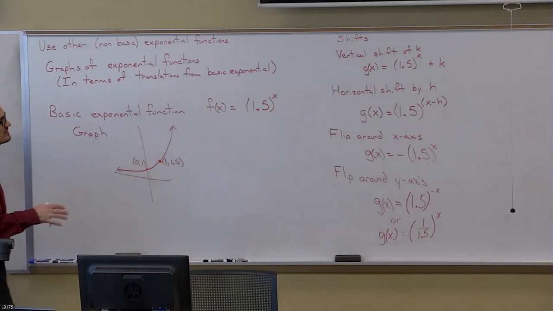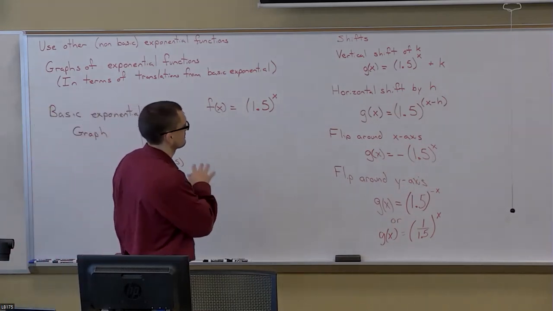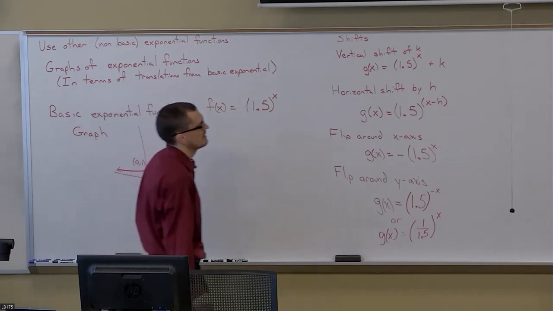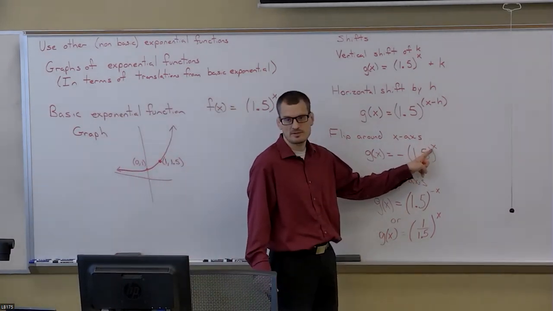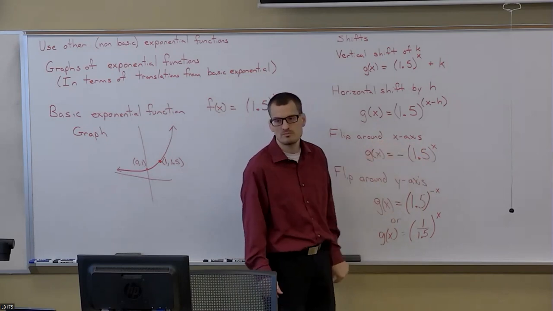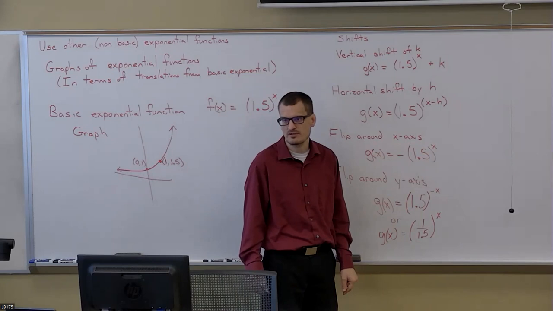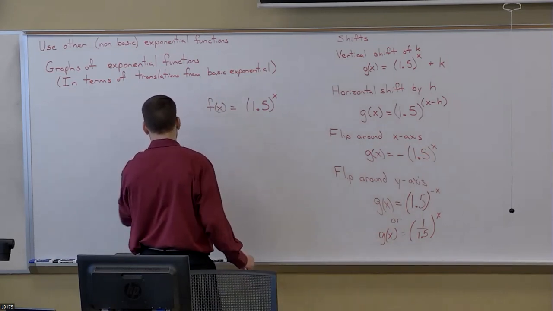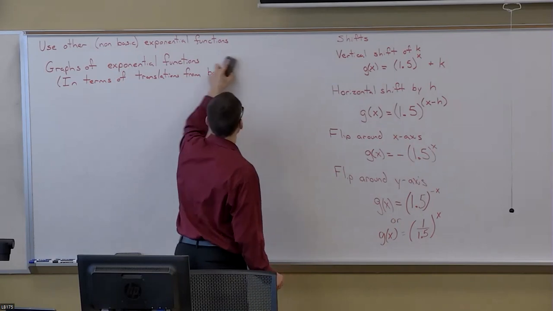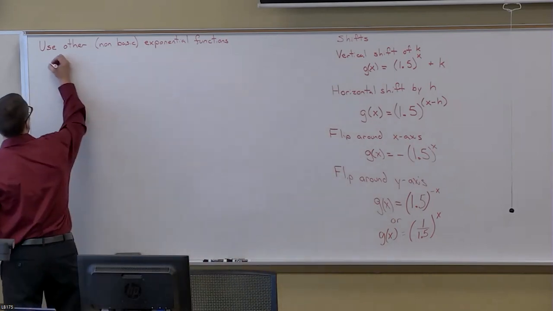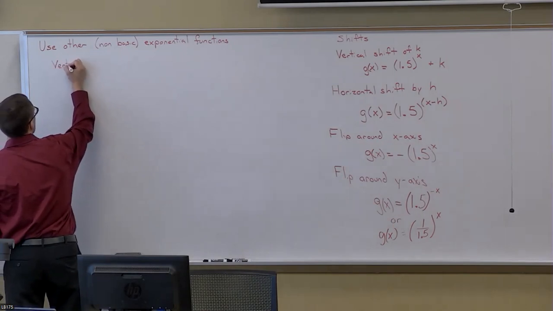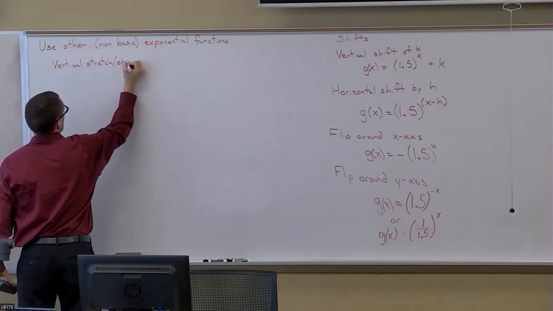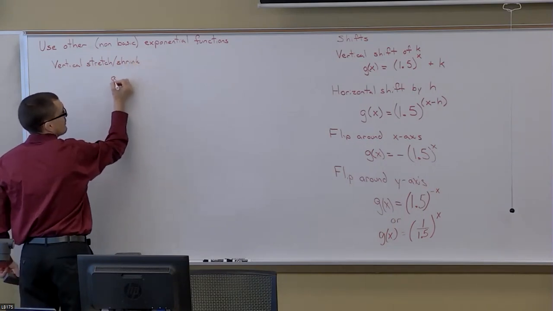So my shifts of this basic function are just that. Oh, and we didn't do vertically stretch and horizontally stretch. Horizontally stretch, we're going to multiply the x by a number. Vertically stretch, we're going to multiply the outside by a number. Okay. I'll write that over here. So vertical stretch slash shrink is doing this.